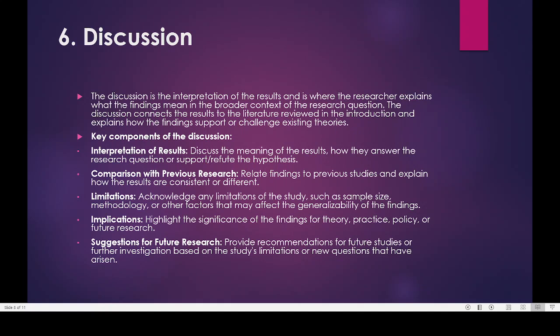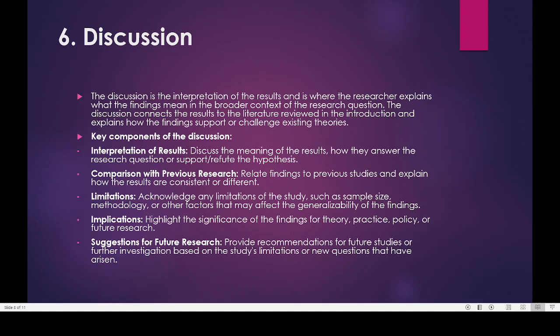Comparison with the previous research: that is what the previous workers were able to find, and all these you will then relate that finding with your finding. So there should be a relation, a comparison with the previous research. Limitation: what you could not achieve, that you should mention. Limitations of your study: acknowledge any limitation of the study, such as sample size, methodology or other factors, maybe environmental factors. During your study it was heavy rain, most of the time there was flooding. All these could be limitations. So limitations of the study.